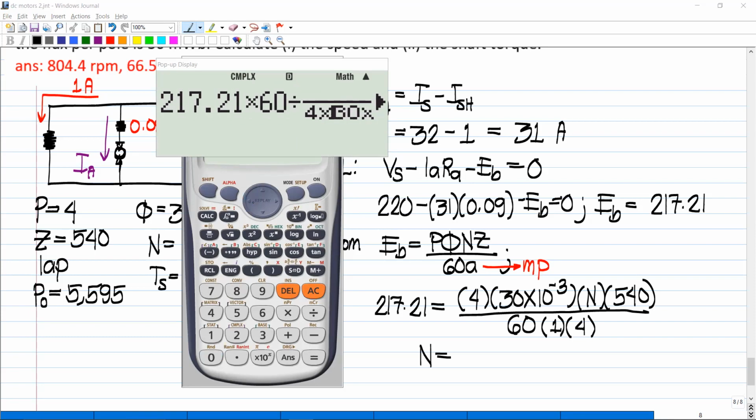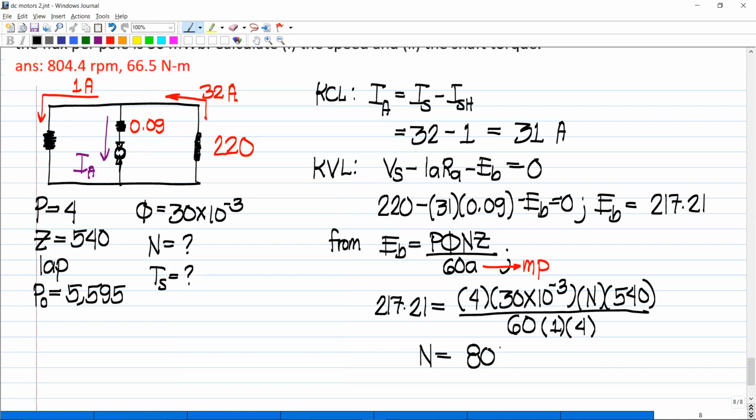So our value for the speed is 804.48 RPM. And that is our key answer.